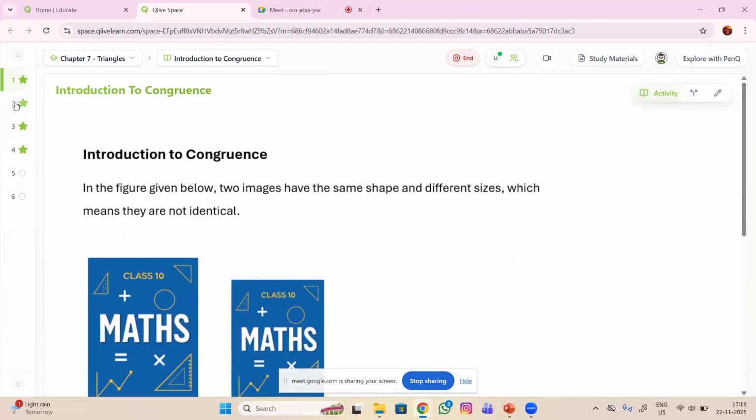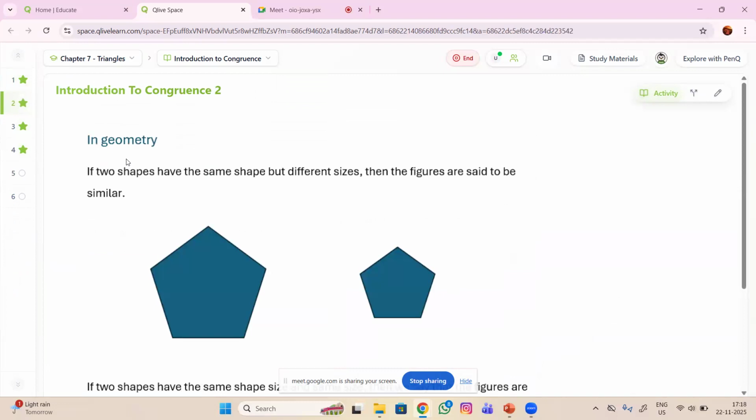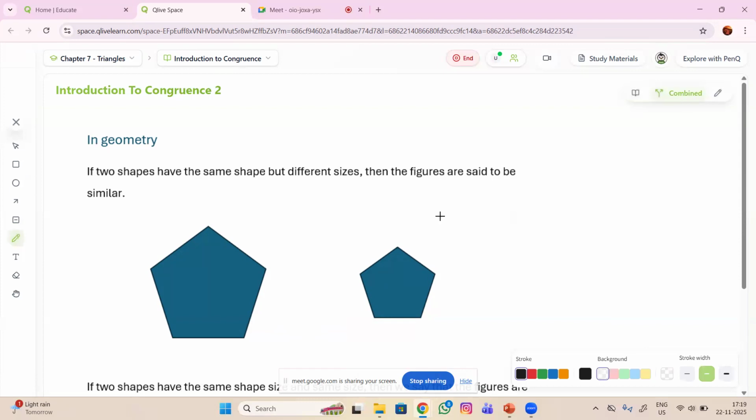Go to the next section: what about geometry? In geometry, we have a lot of shapes and a lot of polygons. So in geometry, can what we mean by identical figures be applied? We have two shapes here. What is the shape here? Yes, very good. It is a pentagon. Very good.